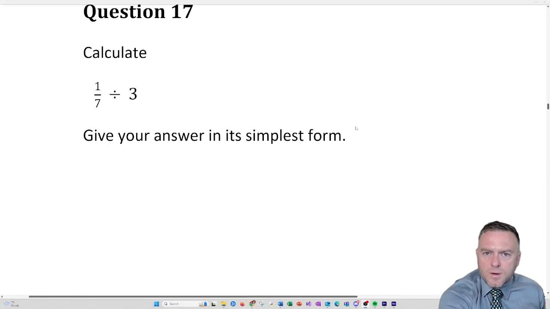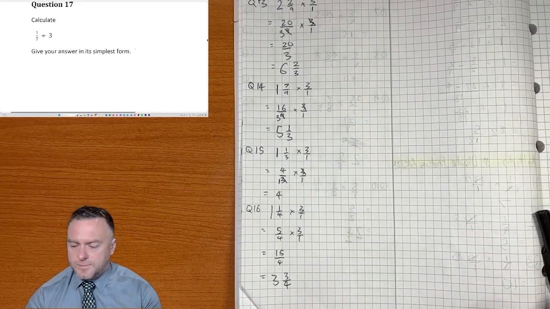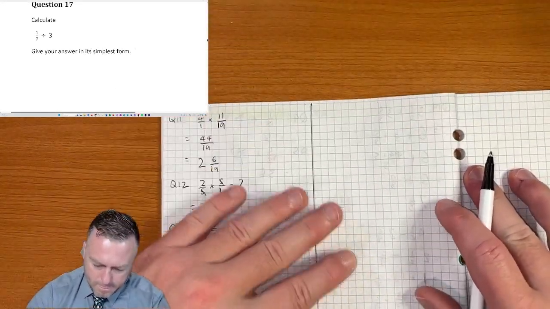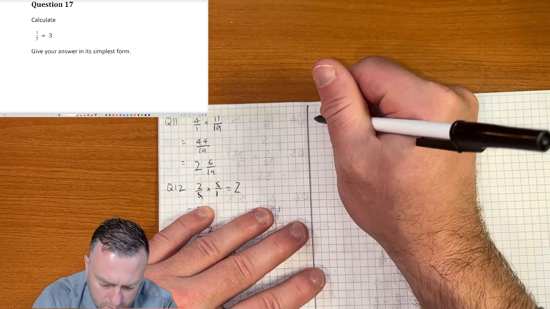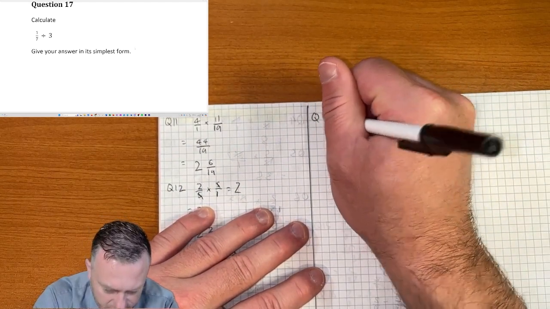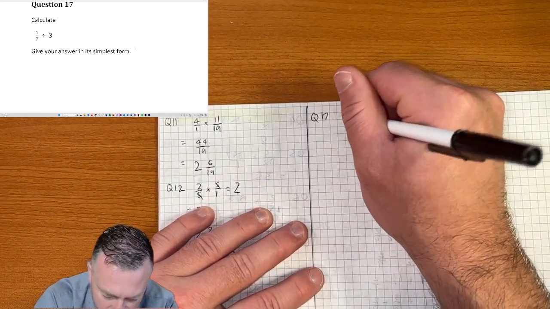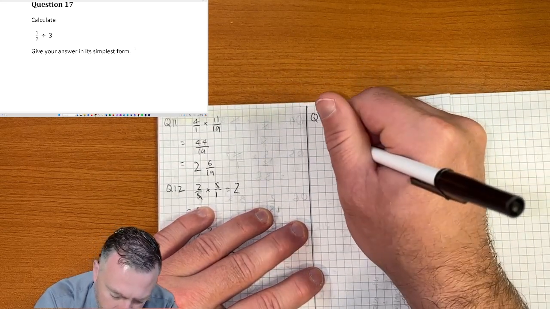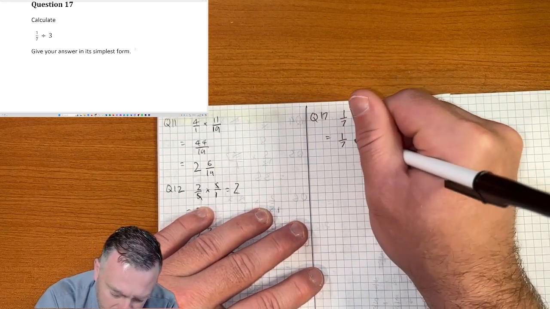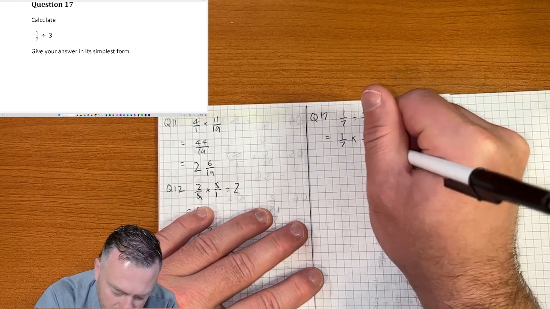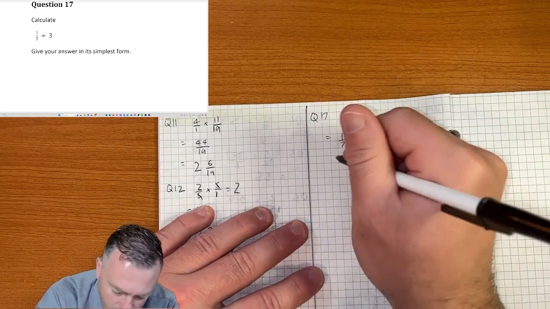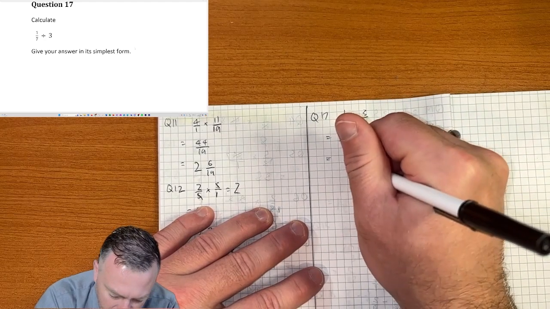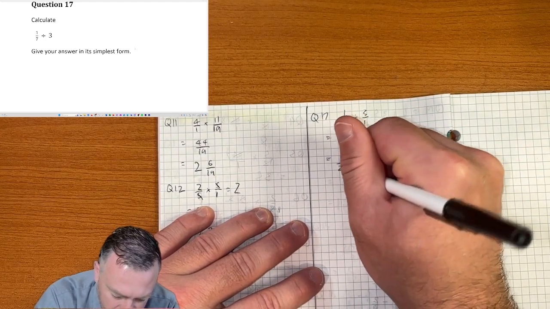Cool, so now we're onto the divide question. It's a little bit harder. It's question 17. So you got 1/7 divided by 3 on 1. So first step we always do is we flip it. So it becomes 1/7 times 1 on 3. And then you just times as normal. So 1 times 1 is 1, and then 7 3s are 21.